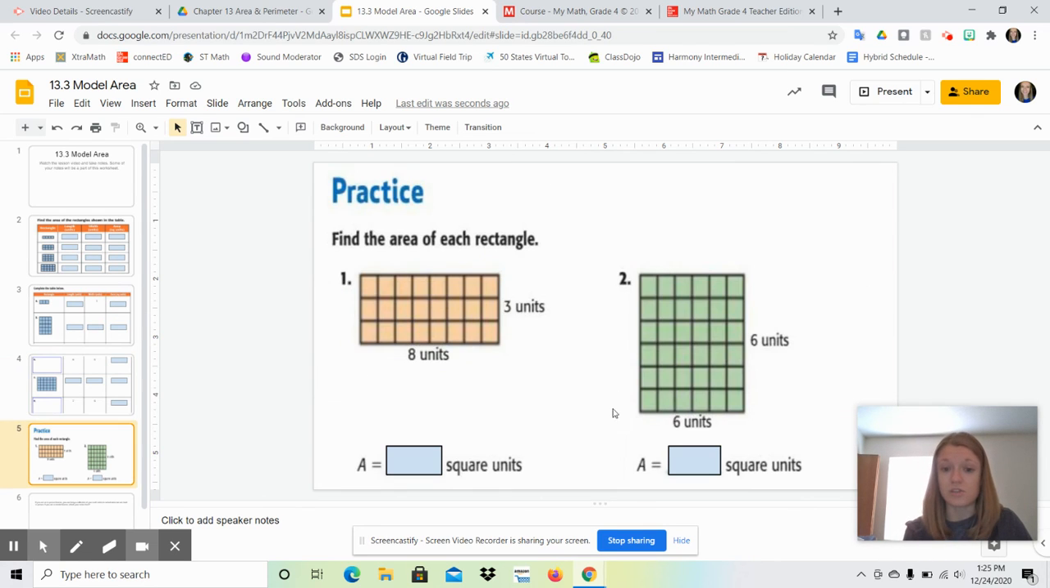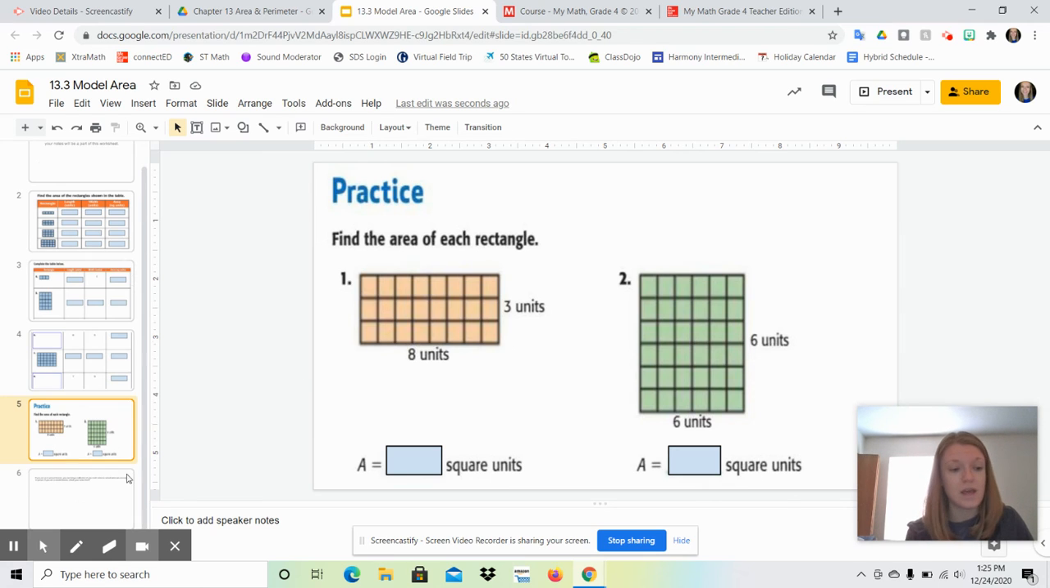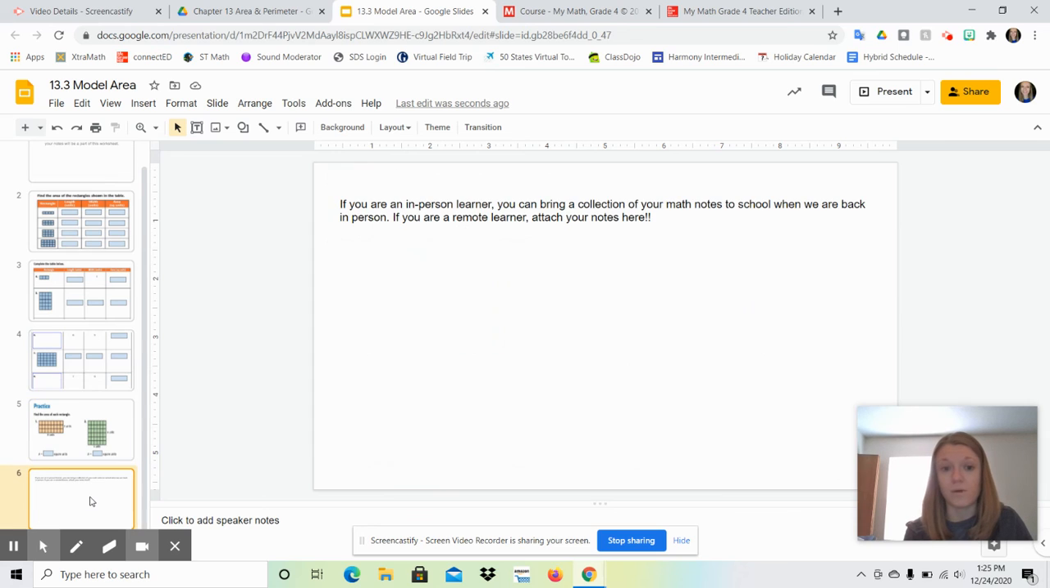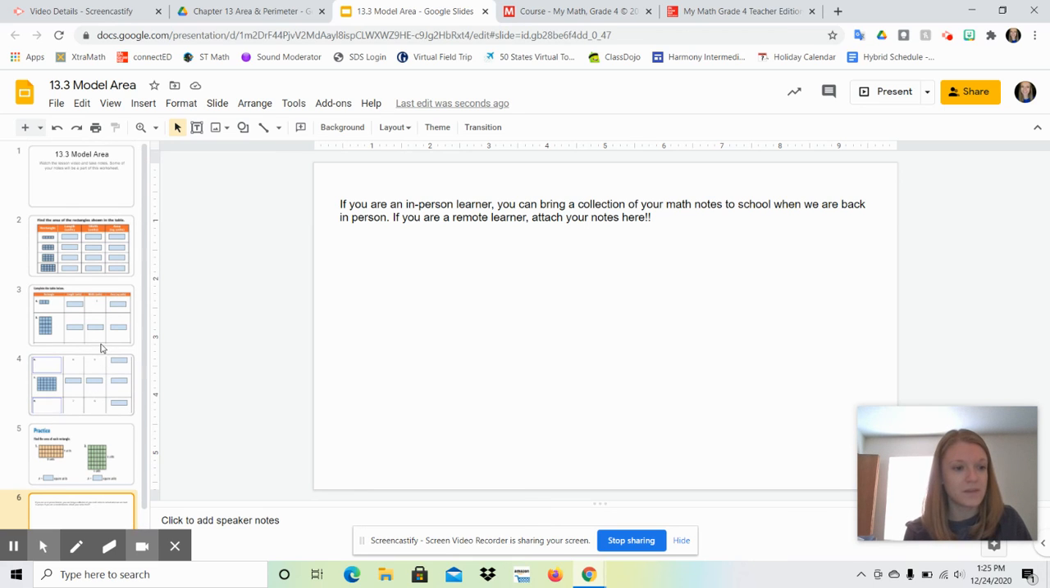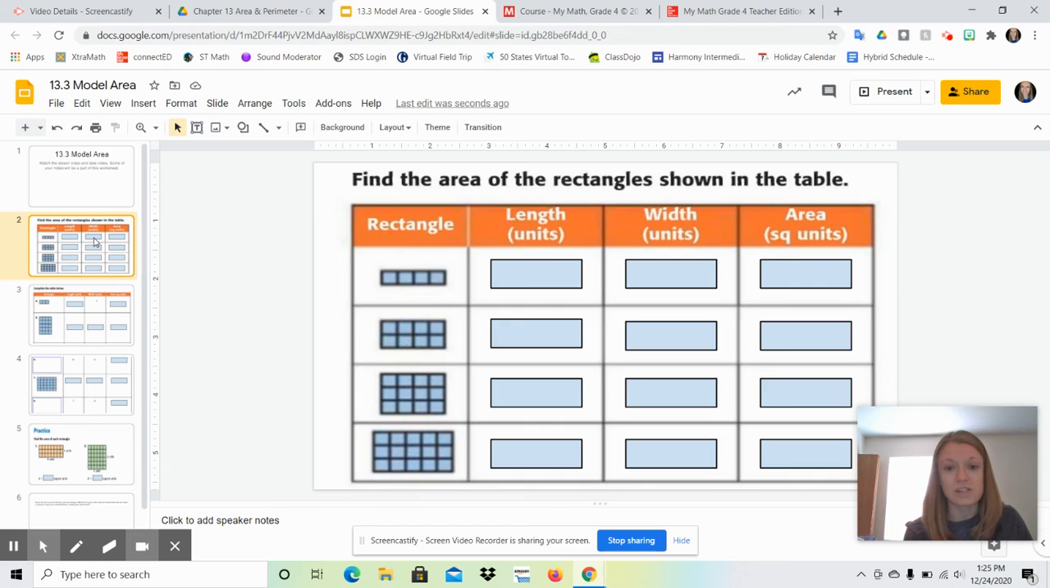Okay, and then there's just a couple over here that you can try that formula out on, length times width, to solve for the area, and they already put the units on there for you, so that's awesome. And then if you are a remote learner, please make sure you attach a picture of your notes here. If you will be coming back in person, you can just bring a collection of your notes when you come back, okay? So good luck with this. We're just kind of getting started with area. Tomorrow we'll go a little more in depth. All right, good luck, guys.